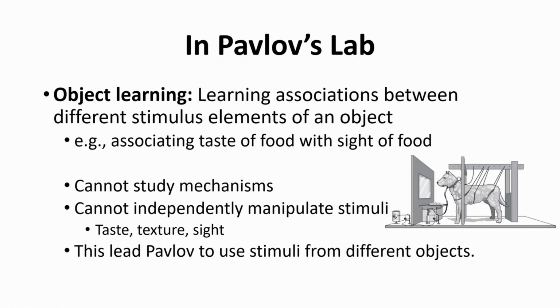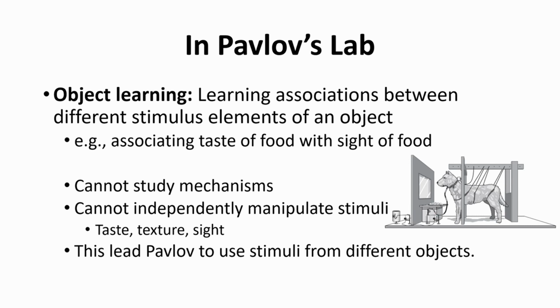Now, this whole setup is what we can call object learning. So this is where we learn associations between different stimulus elements of the same object. So with the food, you can associate the taste of the food with the sight of the food, with the smell of the food. Object learning means you're learning about all of the different elements, all of the different stimuli that make up that particular object.